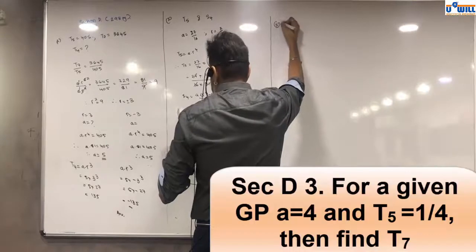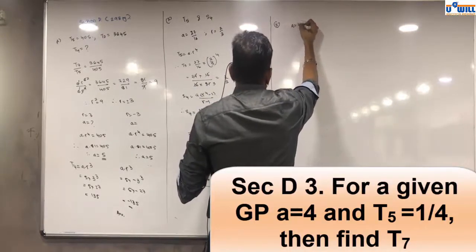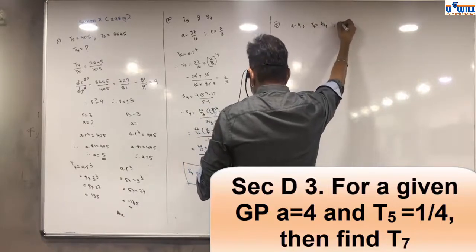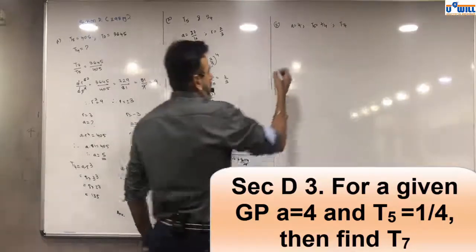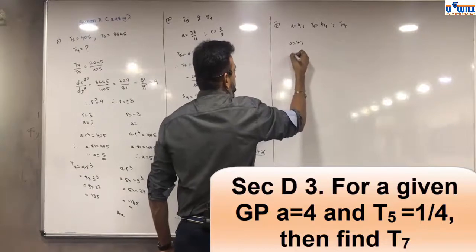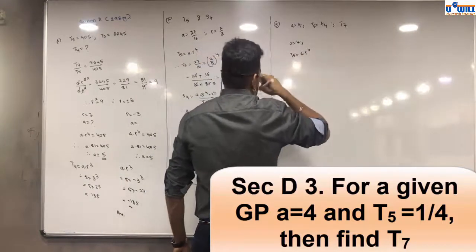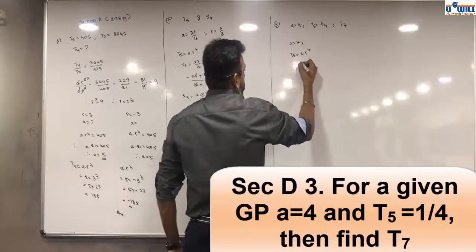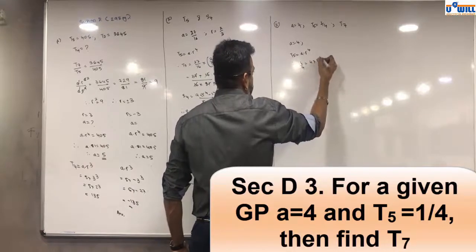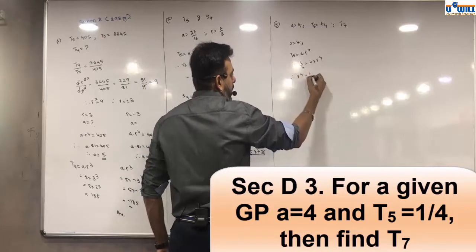Question 3. For a given GP, A is equal to 4 and T5 is equal to 1 by 4. We have to find T7. A is equal to 4. We know T5 is equal to A into R raised to 4. So therefore, 1 by 4 is equal to 4 into R raised to 4. Therefore, R raised to 4 is equal to, the 4 will come here, so 1 by 16.